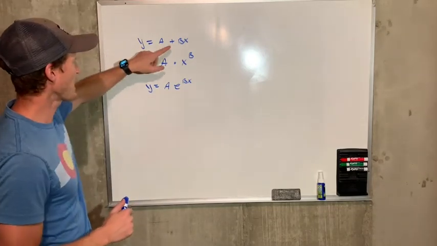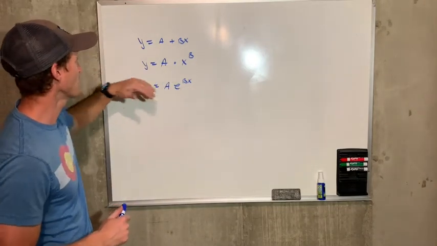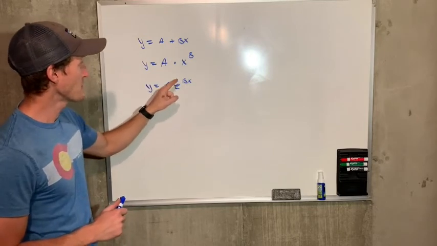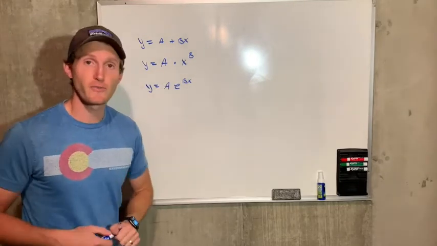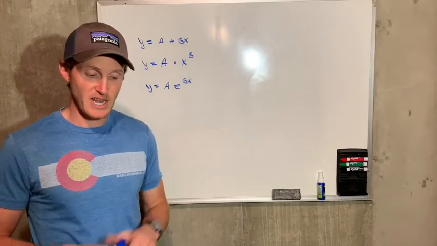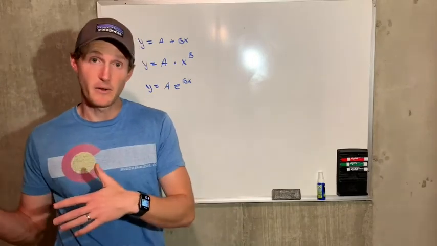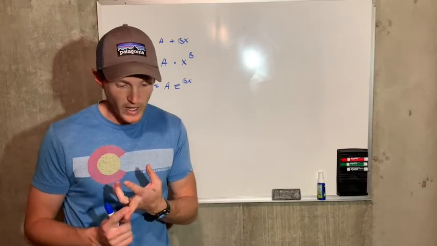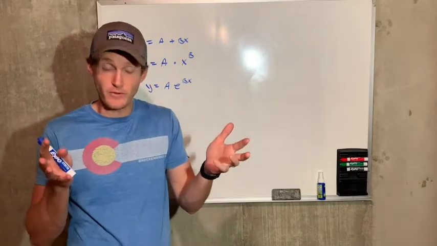Okay, y equals a plus bx, y equals a plus x to the b, and y equals a e to the bx. Now what you're going to do for each of these is you're going to take the table and fill out the rest of it. All right, so you're going to do an x squared, a y squared. You're going to do an x and a y, of course.